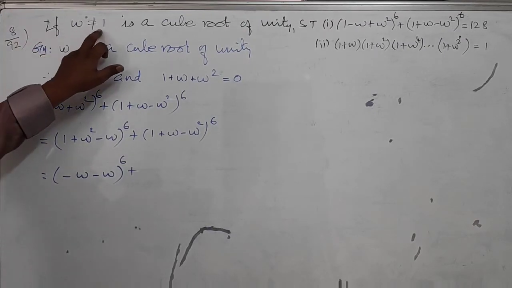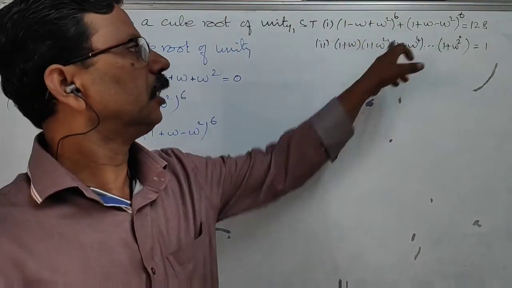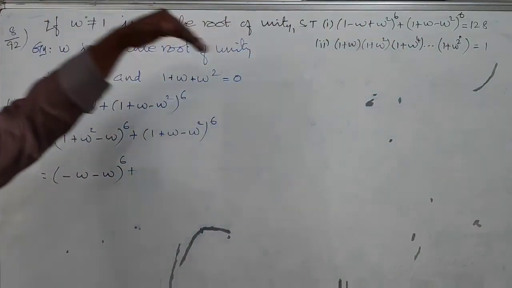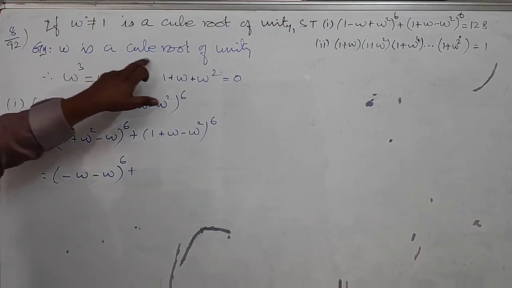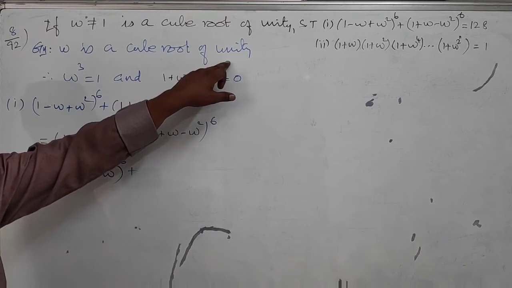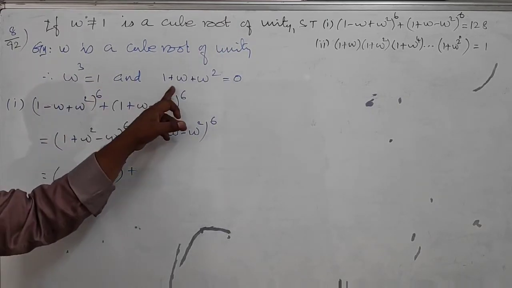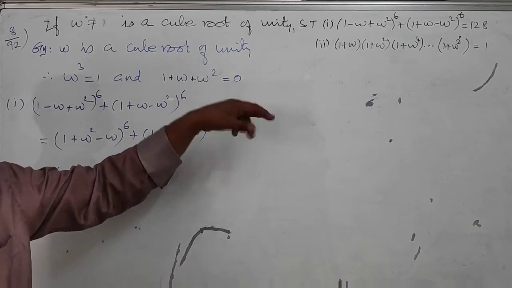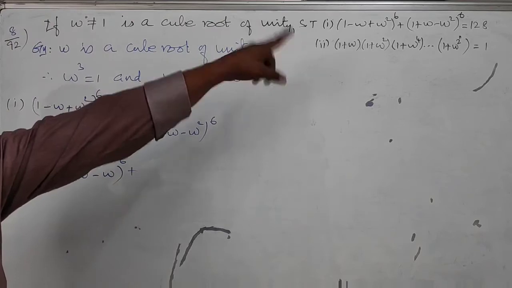Eighth problem given in page 92. If omega not equal to 1 is a cube root of unity, then I have to show these two results. Okay, now again, like the last problem, it is given that omega is a cube root of unity. If omega is a cube root of unity, definitely omega cube is equal to 1 and 1 plus omega square value is always equal to 0.